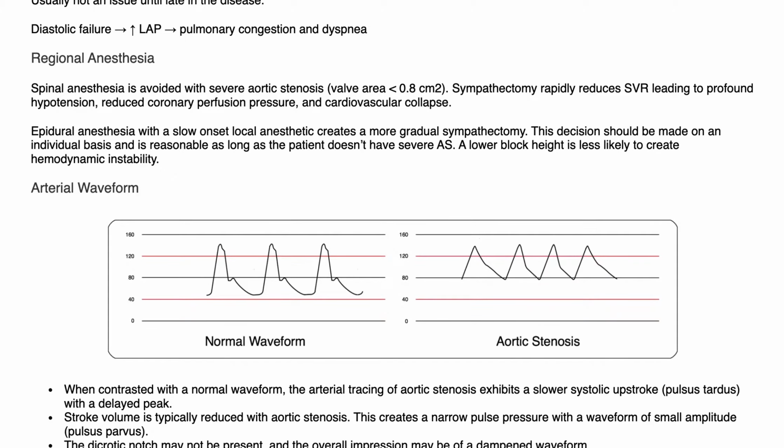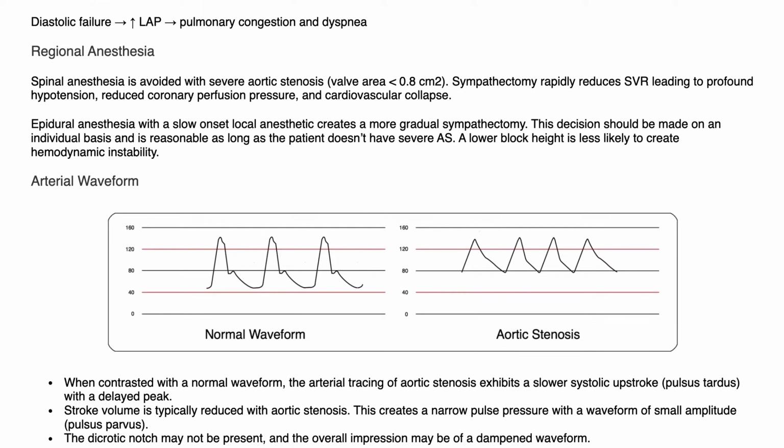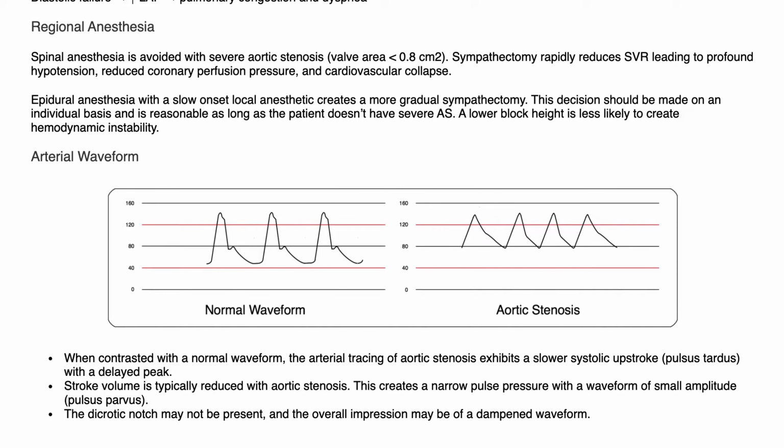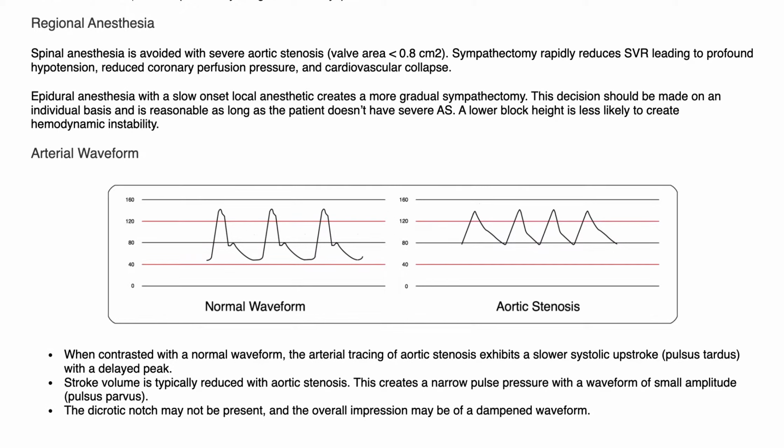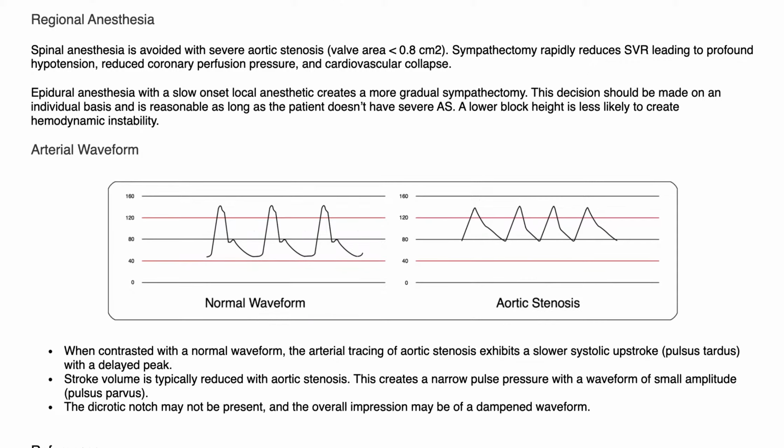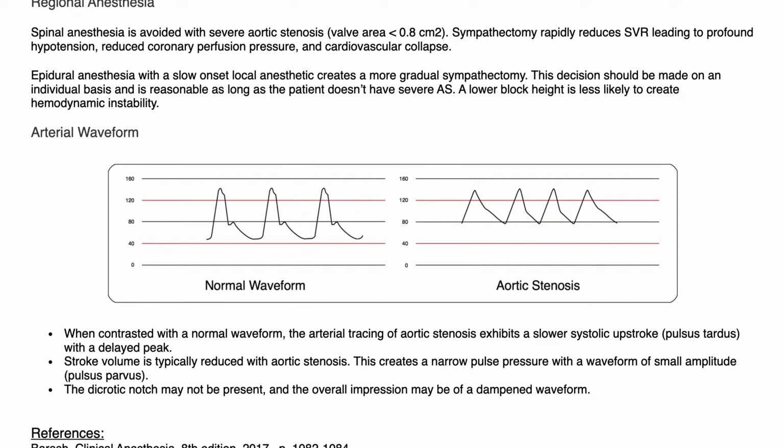Epidural anesthesia with a slower onset local anesthetic creates a more gradual sympathectomy. This decision should be made on an individual basis and is reasonable as long as the patient doesn't have severe aortic stenosis. A lower block height is less likely to create hemodynamic instability.